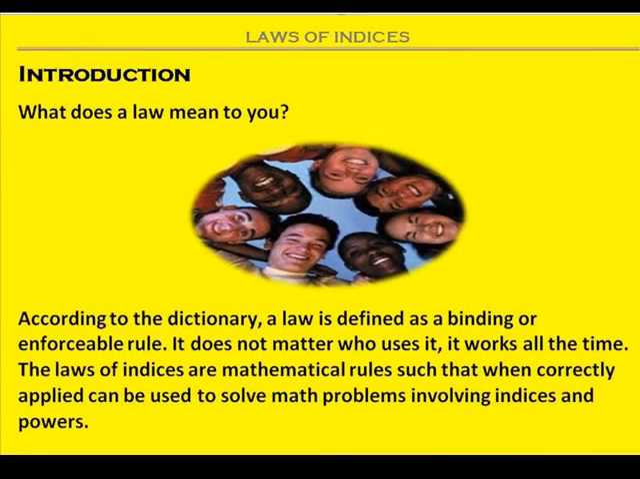So, by way of introduction, what then is a law? Or what does a law mean to you? According to the dictionary, a law is defined as a binding or enforceable rule. It does not matter who uses it, it works all the time. The laws of indices are mathematical rules such that when correctly applied can be used to solve math problems involving indices and powers or exponentials.